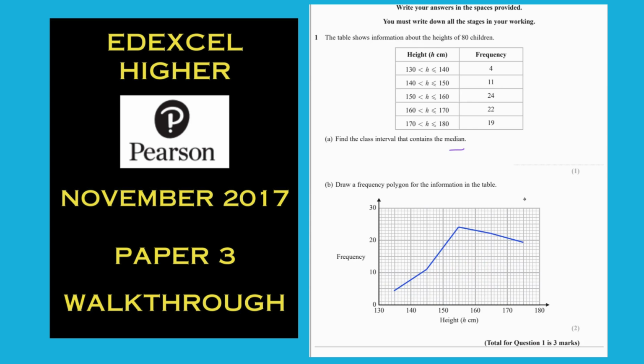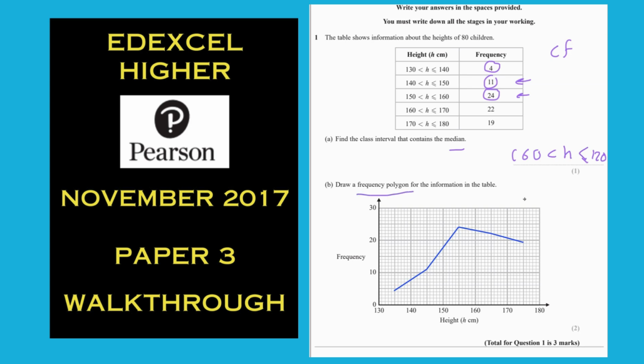It wants the median. So technically, it's halfway between the 40th and the 41st. It's only worth 1 mark, so you could list it all, but I'll just add it up as I go along. 4 plus 11, so up to the 15th, up to the 39th in that group, so it must be in the 4th group down.